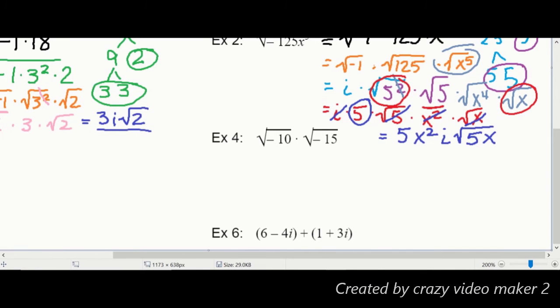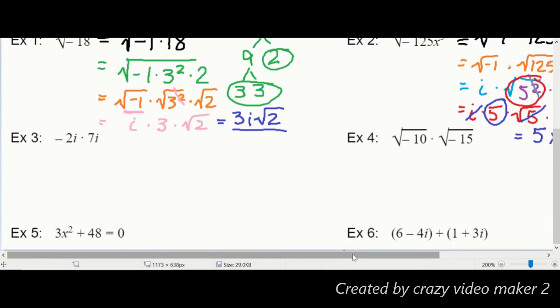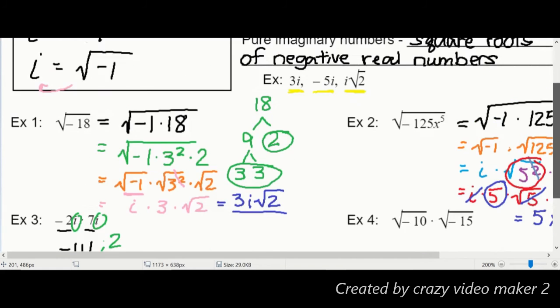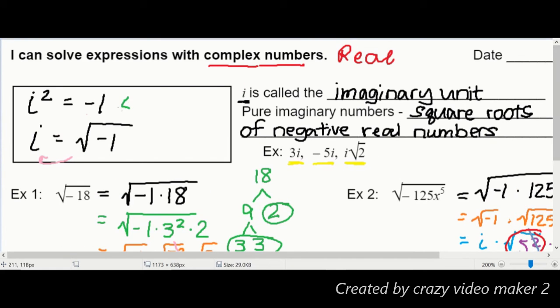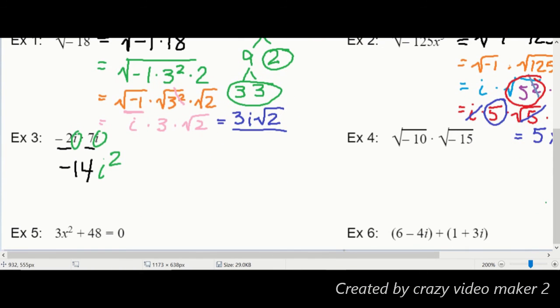Over to example 3, when we're looking at this one, these ones get a little bit simpler. We can say, okay, we have our -2i times our 7i. If we multiply -2 and 7, we get -14. If we multiply i and i, we get i squared. And what did we say we knew about i squared? All the way up here, we said i squared equals -1. So then knowing that we have -14 times a -1, that just gives us a regular positive 14 as our final answer.